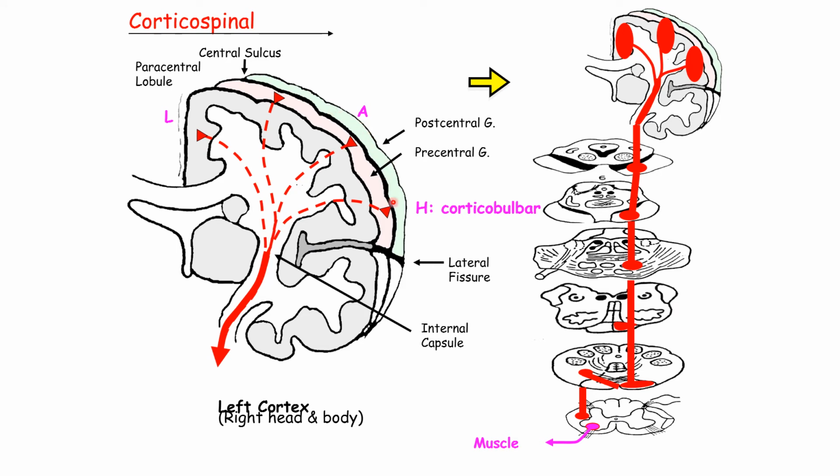We see here those pathways, and this emphasizes the corticobulbar fibers that start out on the lateral portion of the precentral gyrus and then join the corticospinal tract at the internal capsule.